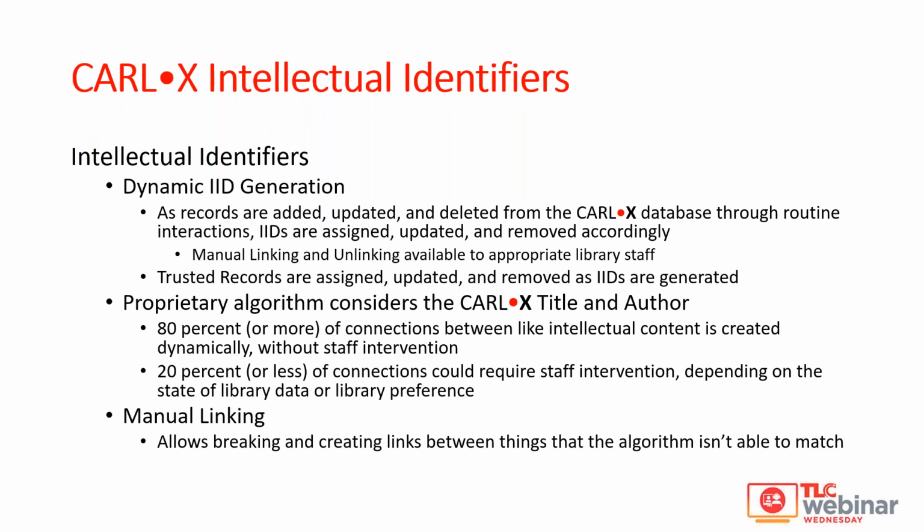And that leaves 20% or less of connections that could require staff intervention, depending on the state of library data or preference. So in addition to that automatic linking and unlinking just through basic interactions, we also allow manual linking, which allows breaking and creating links between things that the algorithm isn't able to match. Again, we are looking at computer-based systems where we're putting in algorithms, so it isn't 100% at all times.